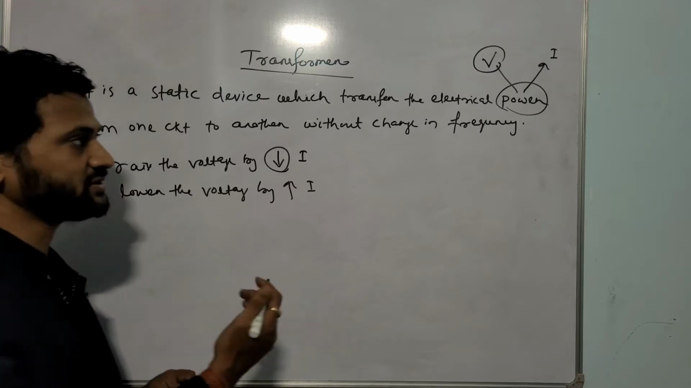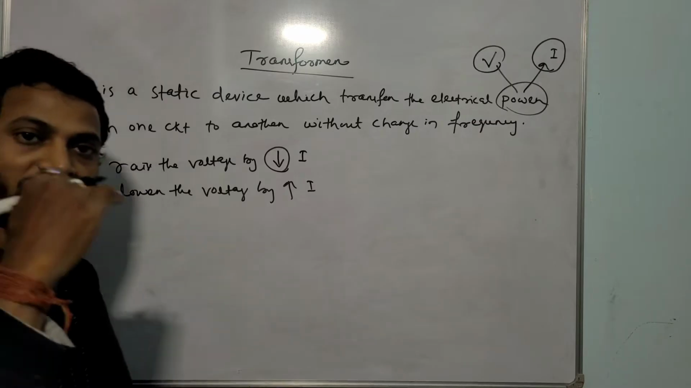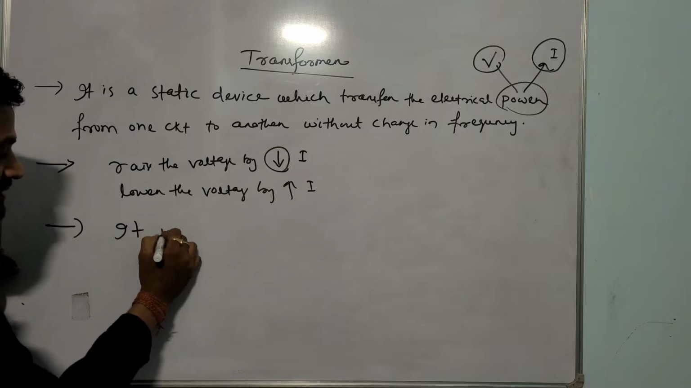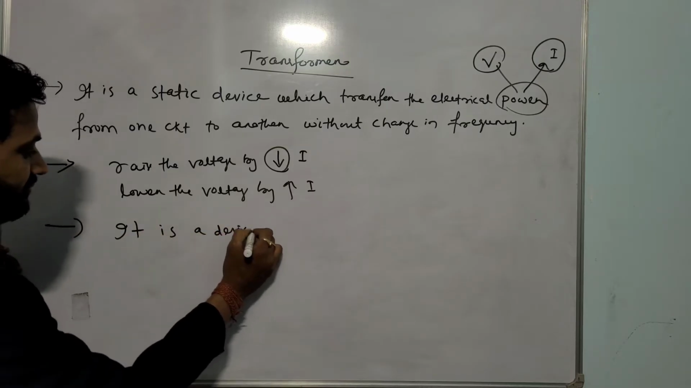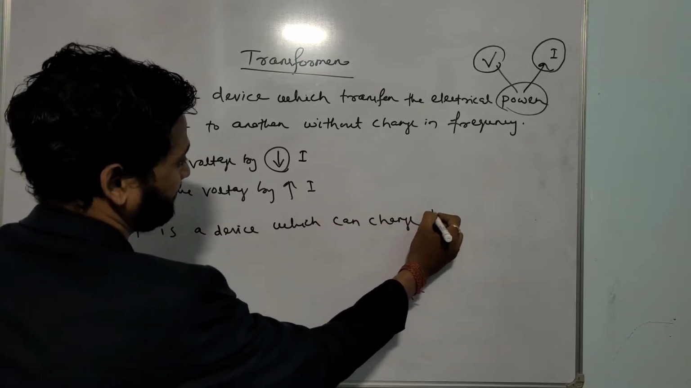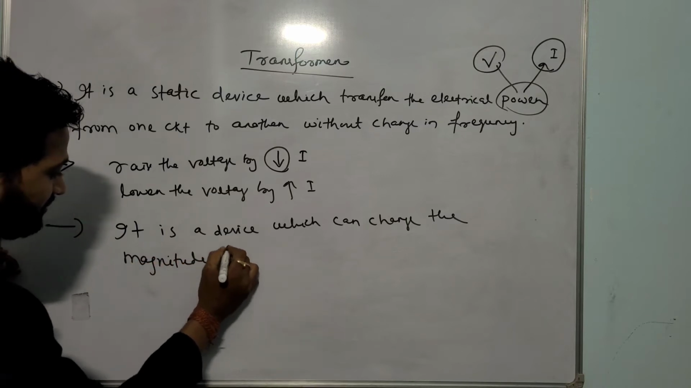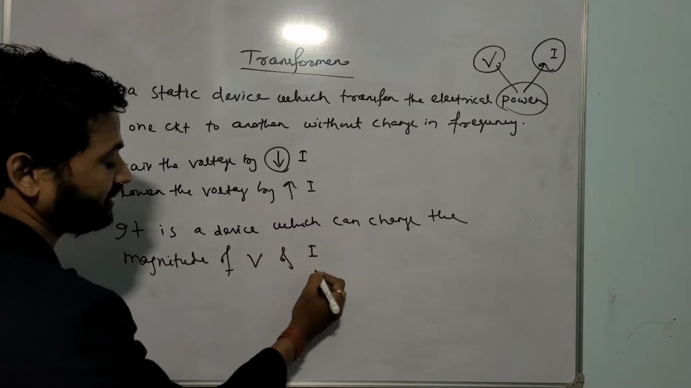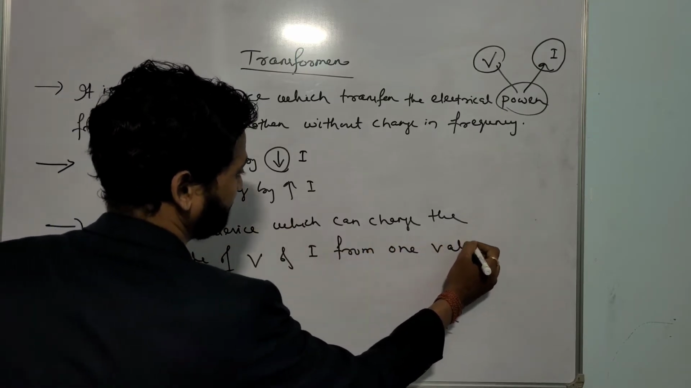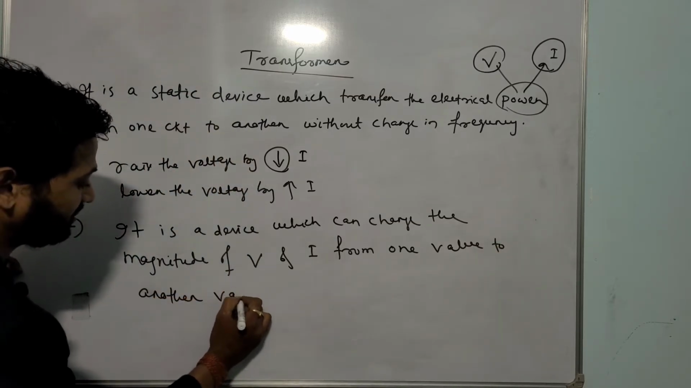That means you can say it can change the magnitude of alternating voltage and alternating current from one value to another value. And there is one more definition: a transformer is a device which can change the magnitude of voltage and current from one value to another value. Okay, that is the definition.